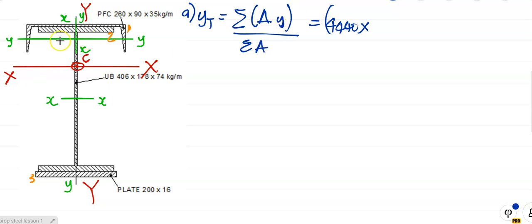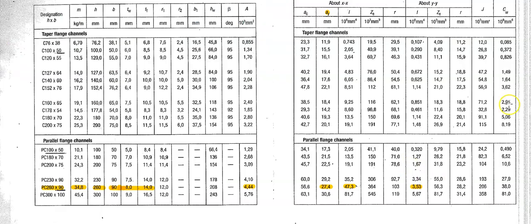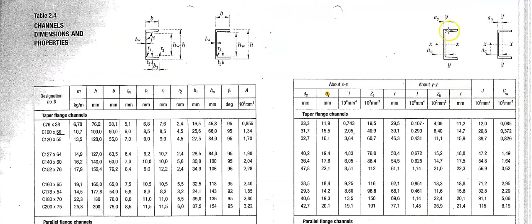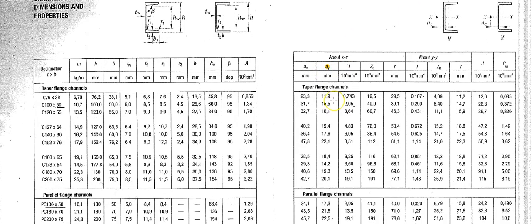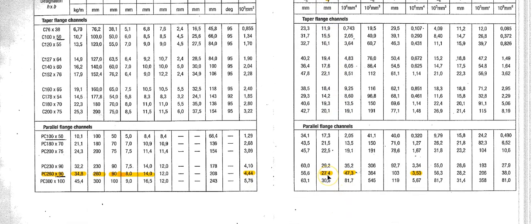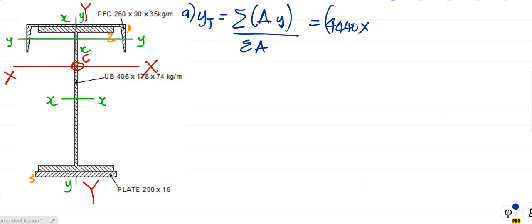Y is the distance from the centroid of the element to the line we take moment of area about. So it's the distance from there up to that point there. Okay, do we know what it is? Yes, we do. We go to the tables, and we see from the tables the distance from the centroid to the back of the channel is given by the symbol Ay. And what's Ay for the channel? It is 27.4 millimeters.